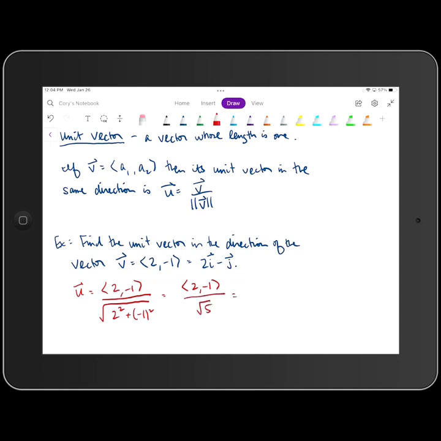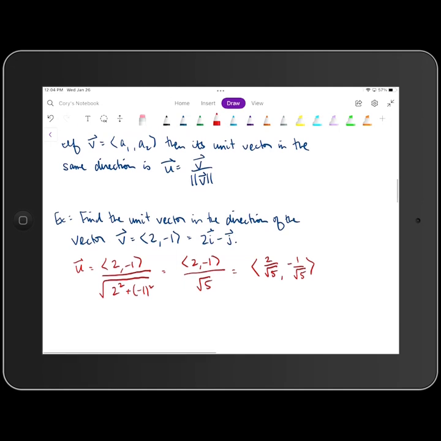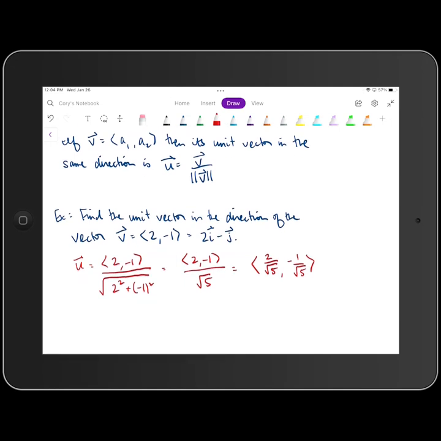And then all I'm going to do is distribute 1 over rad 5 across both of those terms. Okay, so that's in component form going to give me the first component, which is 2 over rad 5, and the second component is -1 over rad 5. Okay, so that's one way of expressing the vector. We can also write that using the standard basis vectors. So this would be 2 over rad 5 times vector i minus 1 over rad 5 times vector j. Okay, so either of those two representations would be fine for that vector in particular.